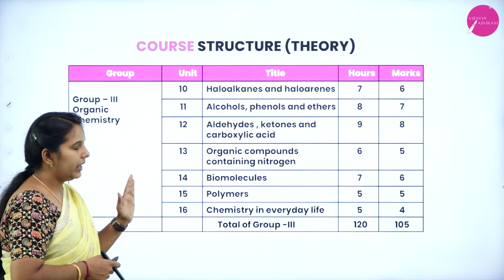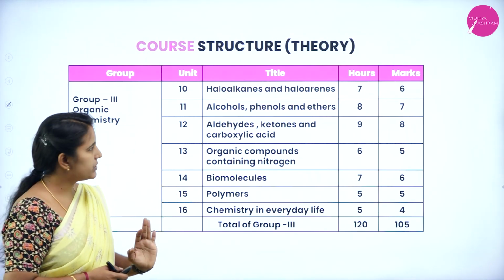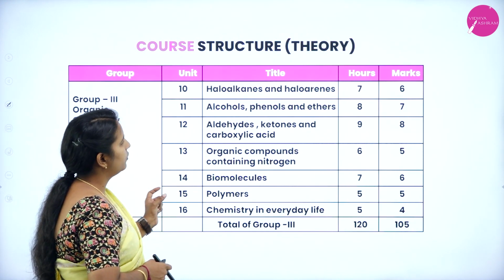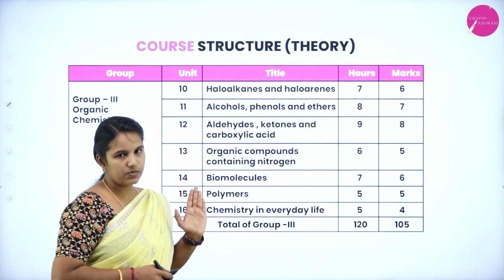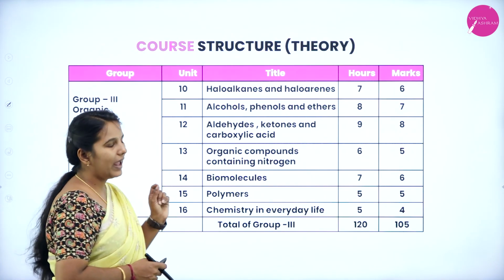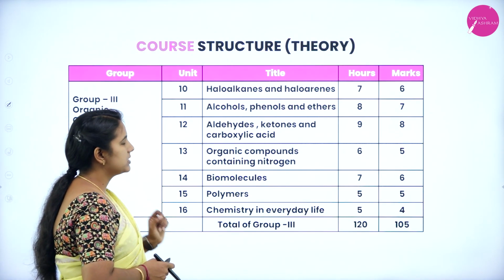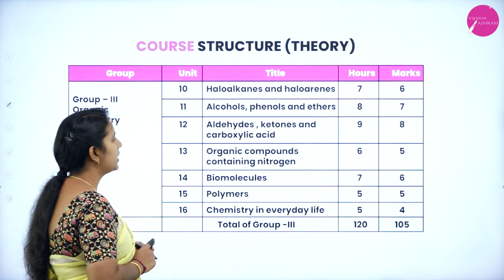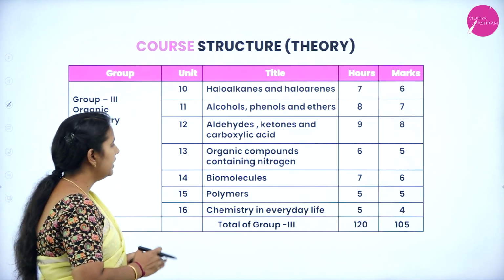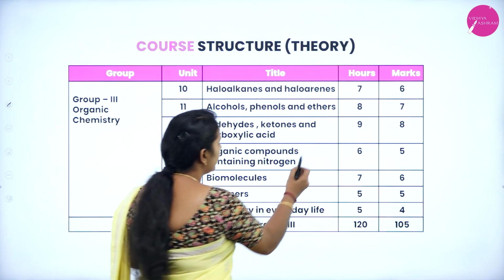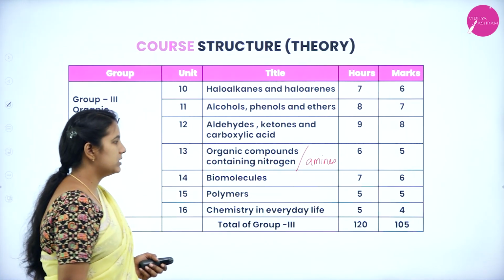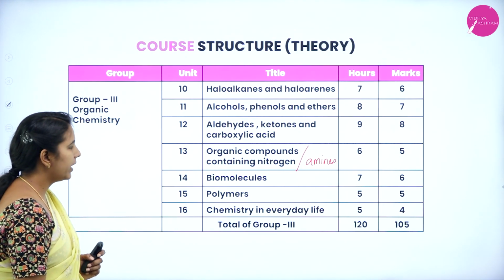Coming to the course structure in detail for organic chemistry, we have 7 units. The first one is Haloalkanes and Haloarenes. 7 hours will be given and 6 marks will be allotted for this unit. Coming to Alcohols, Phenols and Ethers, 8 hours will be given and 7 marks will be allotted for this unit. And coming to Aldehydes, Ketones and Carboxylic Acids, 9 hours will be given and 8 marks will be allotted. Organic Compounds Containing Nitrogen, or you can say Amines also, both we can call this unit. 6 hours will be given and 5 marks are allotted.